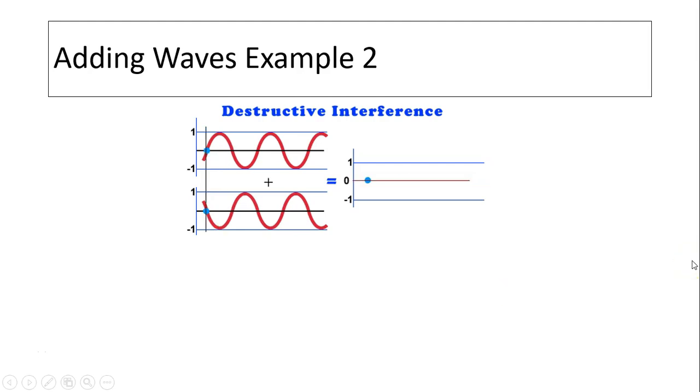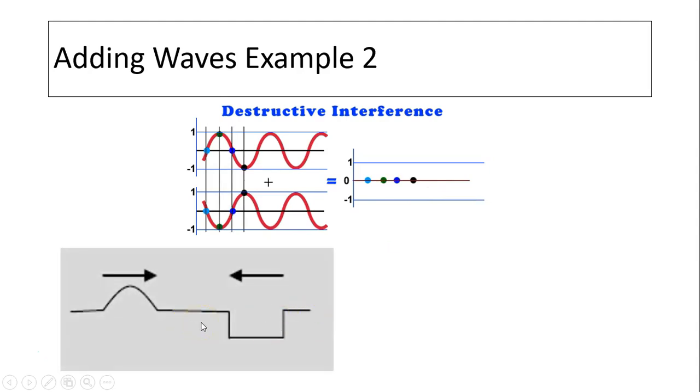Here is another example of adding waves. So here is destructive interference. You add point by point. So 2.0 and 0 equals 0, positive 1 and negative 1 equals 0, 0 and 0 is 0. So you get a nodal line, because all the points on this line are nodes.